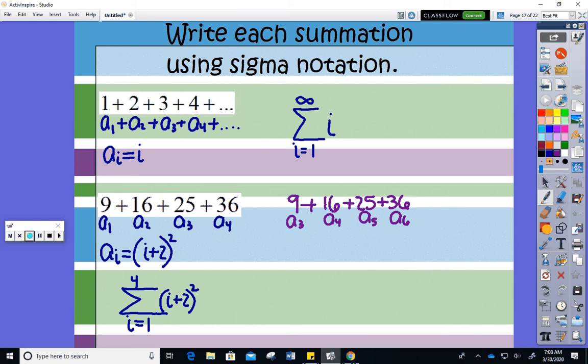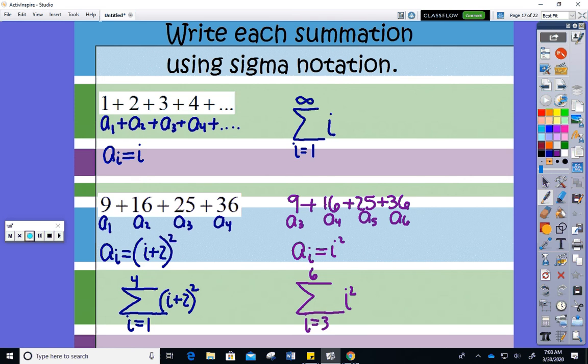All right, so if I reset and say this time I want to be adding the third, fourth, fifth, and sixth terms, then it simplifies my a sub i. Now I can say a sub i is just i squared. So a sub 3 is 3 squared, a sub 4 is 4 squared, and so on. Then my sum goes from 3 to 6 with my sub and superscripts, and then I just put i squared after the summation.